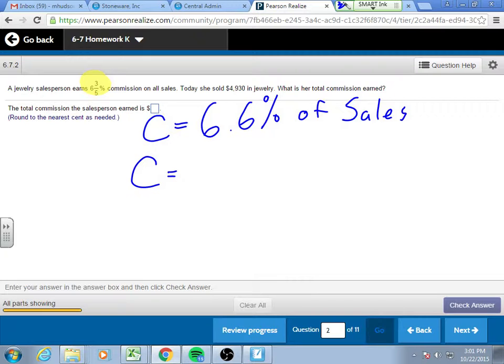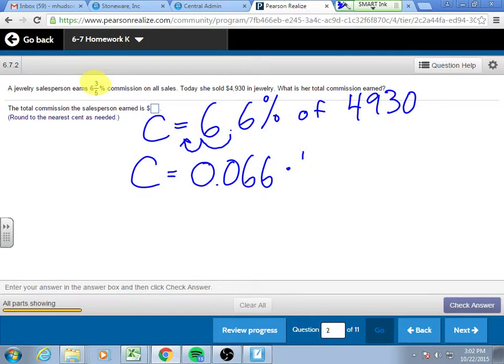What do I need to do up here to solve this problem? I do need to multiply it. Can I multiply 6.6 just times my sales amount? I know my sales are $4,930. We need to make 6.6 into a decimal. So we move the decimal 2 places to the left. I get 0.066 times my $4,930 in sales.